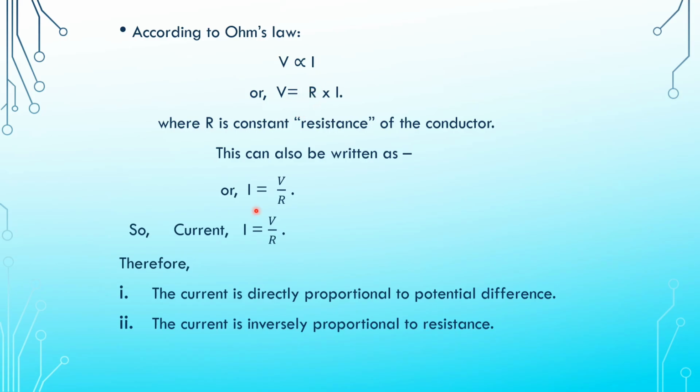It can be written as I is equal to V by R. So current I is equal to V by R, and resistance is equal to potential difference by current. So R is equal to V by I. Here the current is directly proportional to the potential difference. The current is inversely proportional to the resistance.